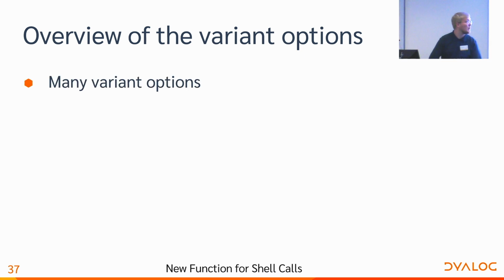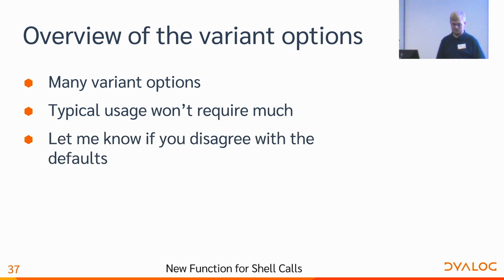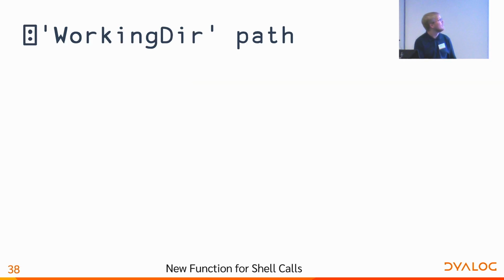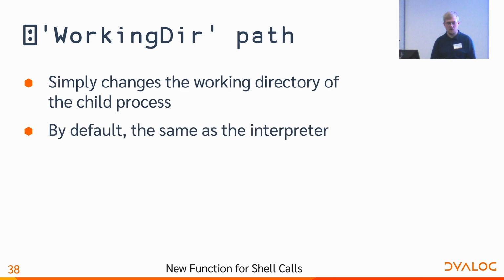Okay, so now we get back to the description. And quad shell has many variant options, but the typical usage, I think, won't require that much, if any, of the variant options. That will just be like what we saw before. And we tried to pick some sensible defaults, but let me know afterwards if you disagree with any of those. So the first one is this working dir. We can change the working directory. Otherwise, it just has the same working directory as the interpreter.